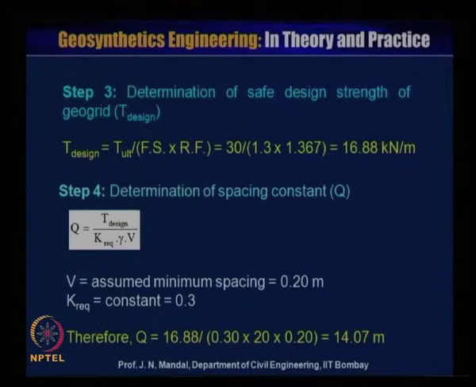Now, step 3, determination of design strength of geogrid. That is T design, which will be equal to T ultimate divided by factor of safety into reduction factor. T ultimate is given as 30, divided by factor of safety 1.3 into reduction factor, which is given as 1.367. So, this will give the T design value 16.88 kilonewton per meter.